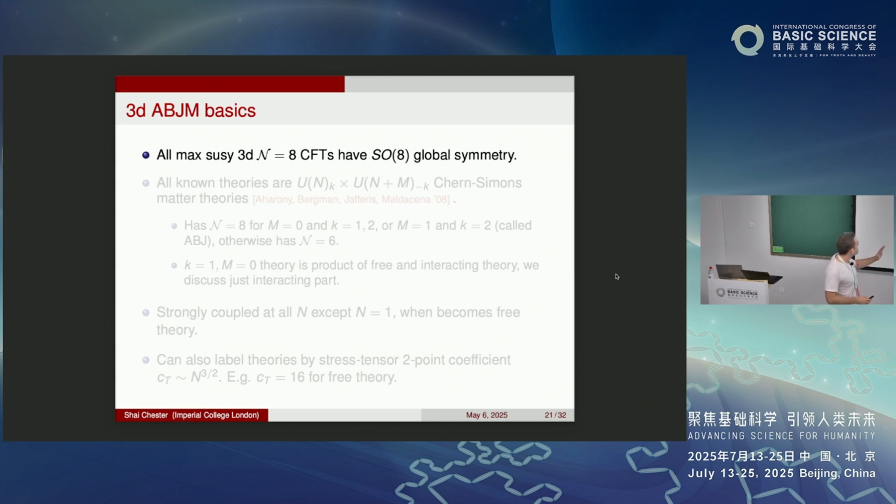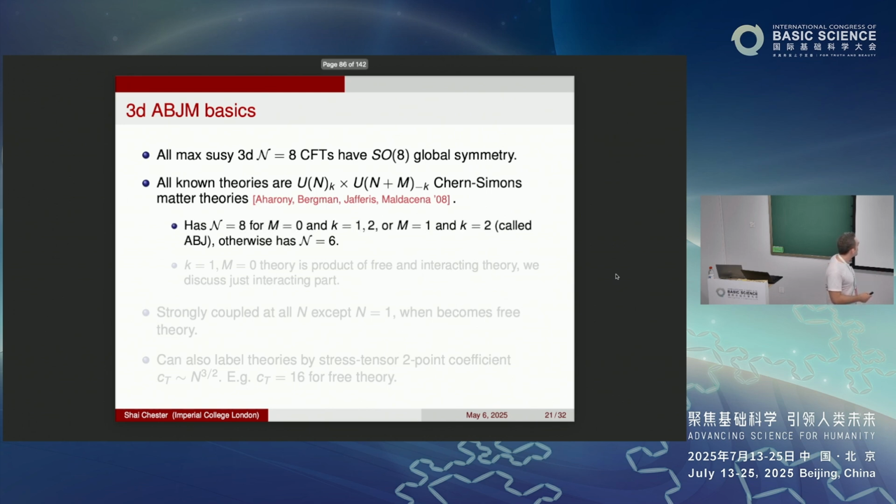So in 3D, all 3D n equals 8 CFTs have S2 global symmetry, and all the known theories are these Chern-Simons matter theories, as shown by Daniel and others back in 2008. So they have 2 gauge groups, Chern-Simons level K. We want to talk about maximal supersymmetry, and so in that case, we're going to fix K to be 1 or 2, and the difference between these gauge groups can only be 1 or 0, because the other cases would have reduced supersymmetry.